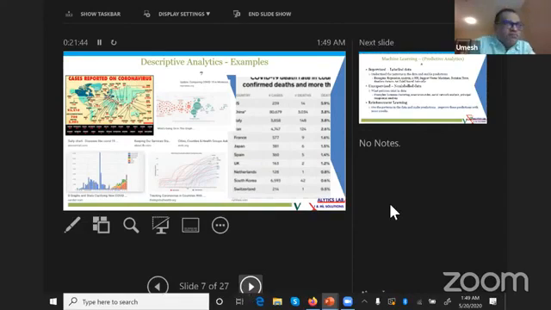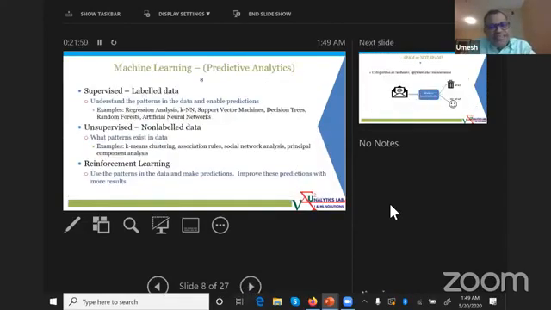And what is machine learning? Machine learning is also called predictive analytics by business people. In machine learning, as I said, the machine tries to learn and perform a specific task where it is going to predict the future. There are mainly two categories of machine learning: supervised machine learning and unsupervised machine learning.